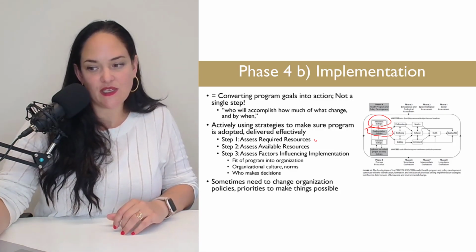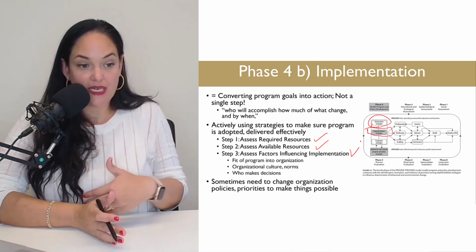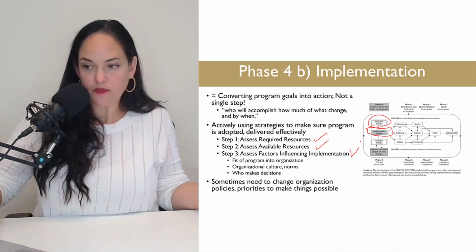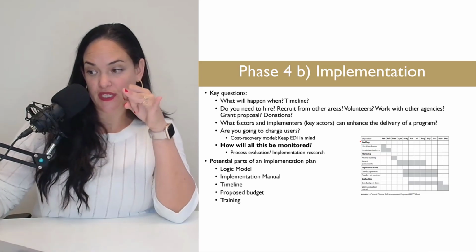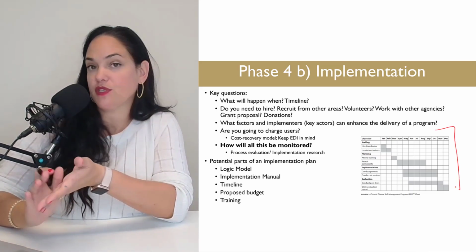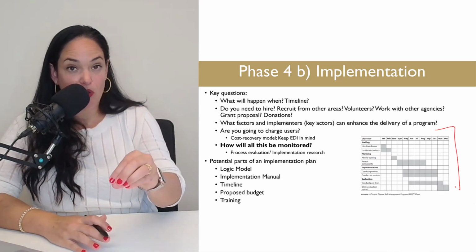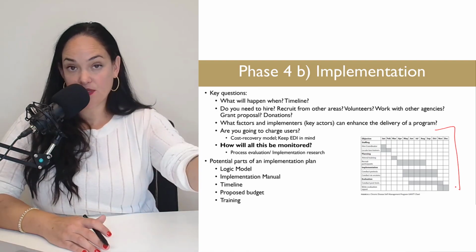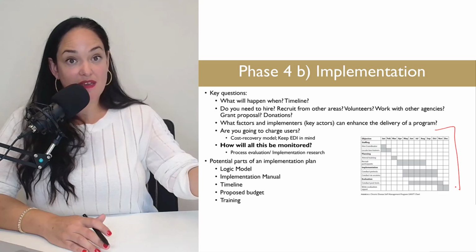Right? So you want to assess what you need, assess what you have, and what is going to help or hinder your ability to actually roll out this program. So key questions: what will happen and when? Do you need some sort of timeline that you want to organize? Do you need to hire people? Do you need to recruit people? Do you need to train people? Do you need to get certain people on board because they're potentially gatekeepers to your population? Like, how are you going to pay for this thing?